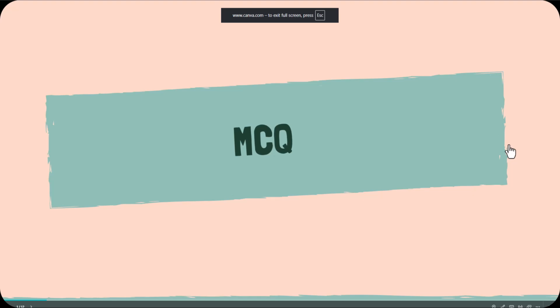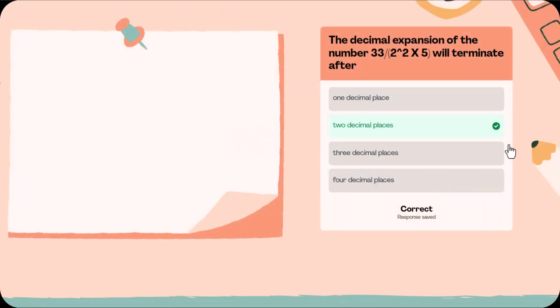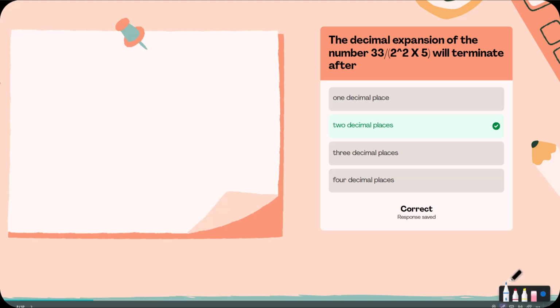Okay, so these are the solutions to the MCQs that were given. The first answer: the decimal expansion of the number 33 by 2 raised to 2 into 5 will terminate after how many decimals? 2 decimals. And how did we get this? Very simple. What should I multiply the denominator with? That's all you have to think here, right?